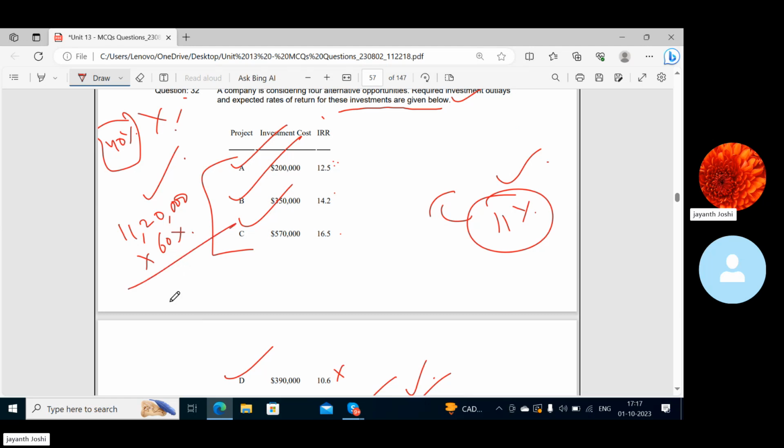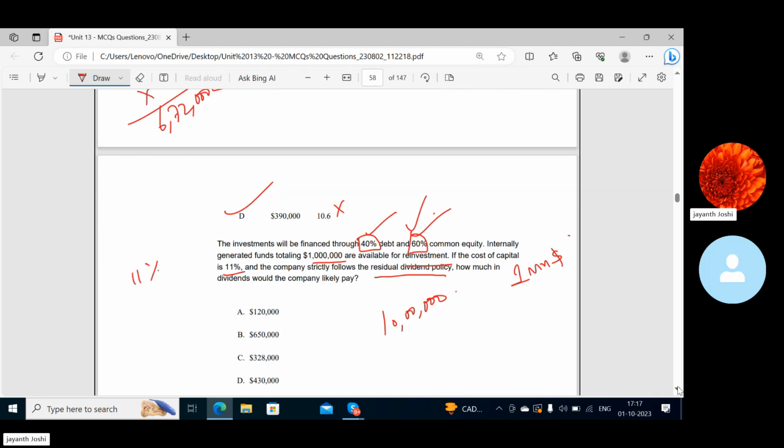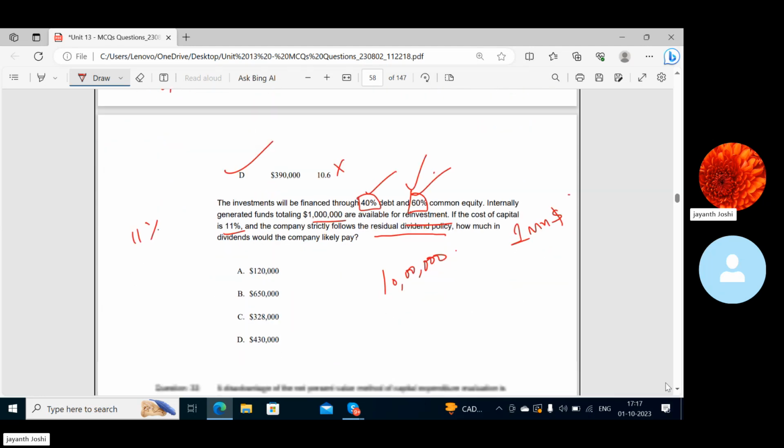60% of this, can you tell? 6,72,000. So that we will take. So that 6,72,000 can they take from this? What they have, and the balance amount they will pay us dividends. That's it. That's the residual policy. Whatever is left over will go for dividends.